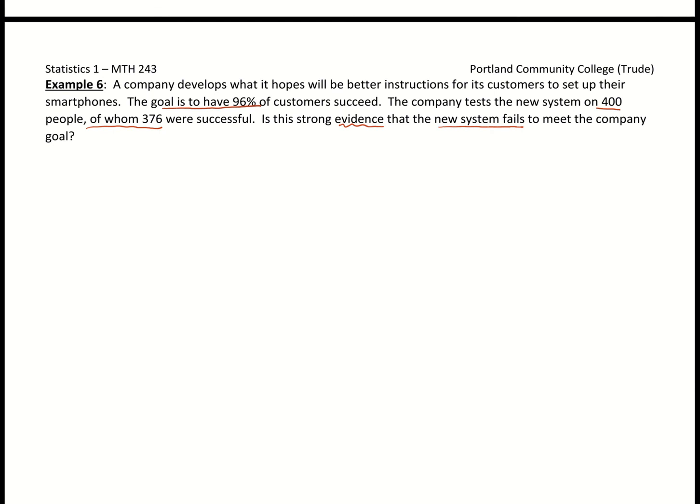All right, what we have here, well, over here's our sample data. So in terms of setting up our null and alternative hypothesis, we kind of want to ignore that. What we're going to do is assume that they're meeting this 96%. So first step, we assume they're 96% successful. What we want to show is that they're failing to meet this value, which would mean this proportion is less than 0.96. So we want to show that that's lower.